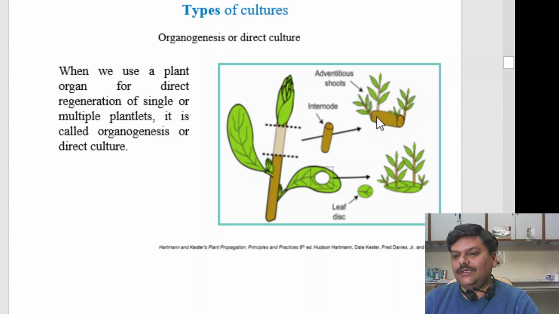As you can see here, from the node there are many plantlets coming out from the internode, and in this example many plants are coming out from the leaf disc. So this thing is called organogenesis. That means we are taking an organ as a culture, as an explant, any suitable organ, and it is developing directly into plantlets. It is organogenesis. On the other hand, somatic embryogenesis, or indirect, we will discuss in the next slides.